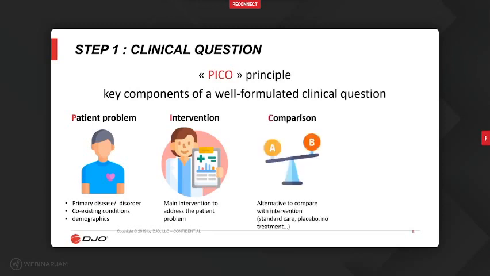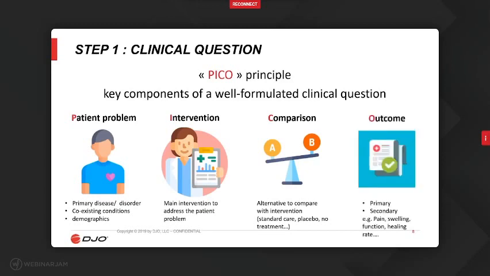Then we have the comparison. What is the main alternative to compare with the intervention? For instance, compare with standard care, compare with placebo treatment, compare with no treatment, compare surgical versus non-surgical treatment.